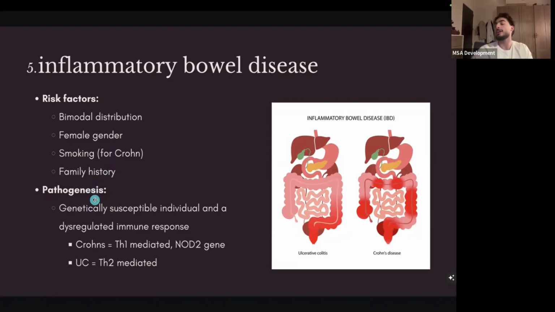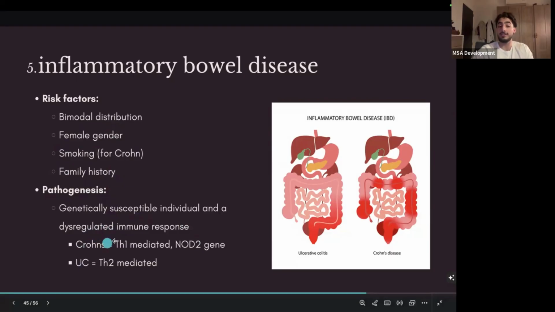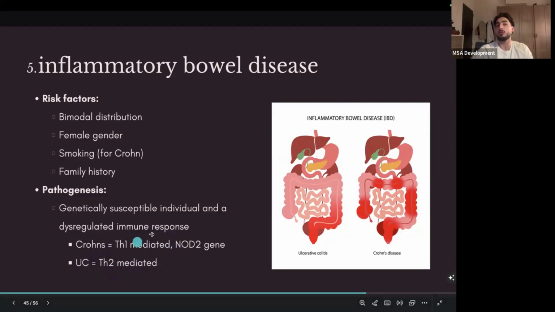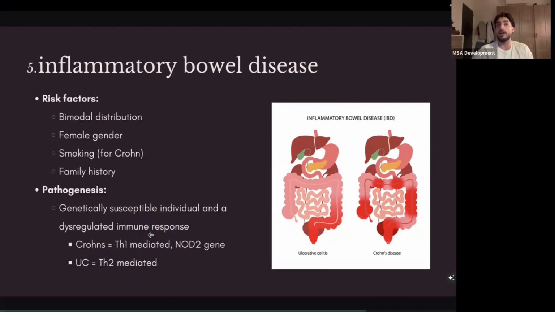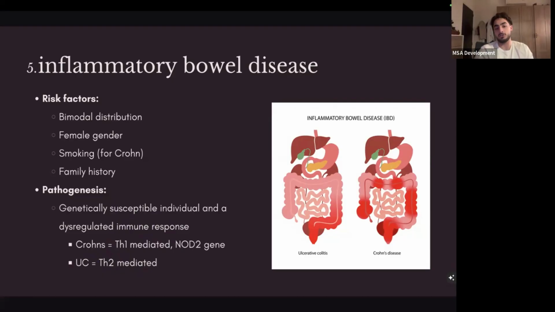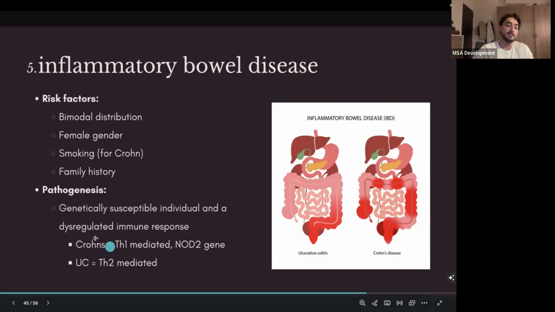Okay, and pathogenesis, just like any autoinflammatory disease that you have in the body, you get a genetically susceptible individual with a dysregulated immune tolerance, or dysregulated immune response, and you can also have alteration of the gut microbiota, which could also predispose to chronic inflammatory diseases. I need you to also remember that Crohn's disease is Th1 mediated and ulcerative colitis is Th2 mediated. So Th1 is what forms your IL-12, for example, or things like that. So your interleukin 12, which is what contributes to granuloma formation. So that's the reason why you get granulomas in Crohn's disease, because it's Th1 mediated. That's a good way to remember it.